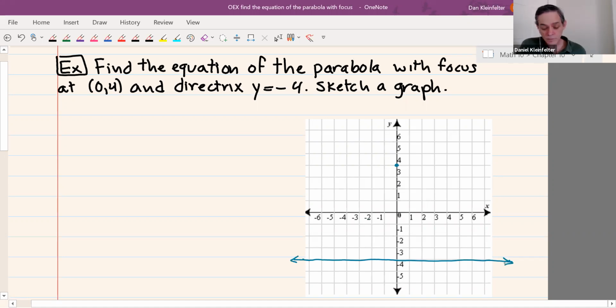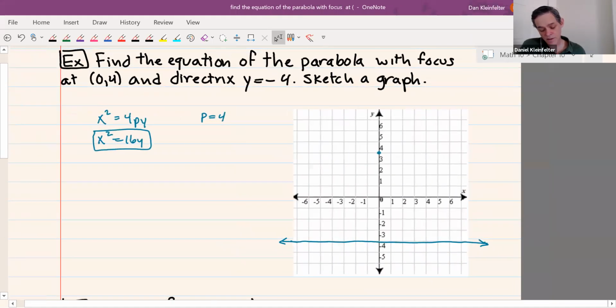So the parabola has to open upward, right? So the direction of opening will always be in the opposite direction of the directrix. So this one has to open upward. So it will be x squared equals 4py. And basically our p is the distance from the vertex to the focus, or equivalently, the distance from the vertex to the directrix. And so that has to be 4. Okay, so p equals 4 in this problem. So x squared equals 16y. Okay, so that's it for finding the equation.